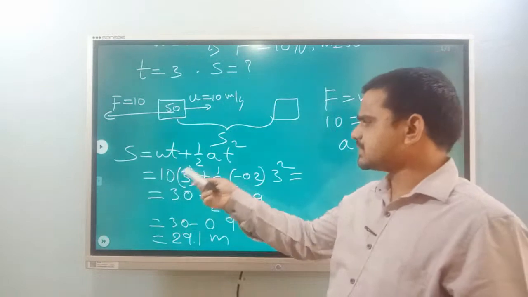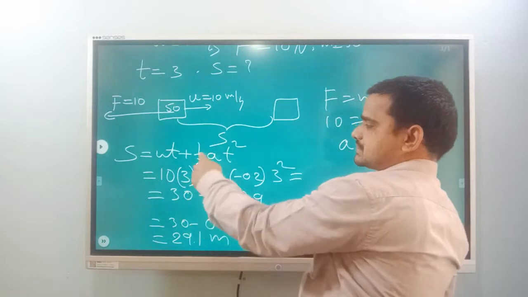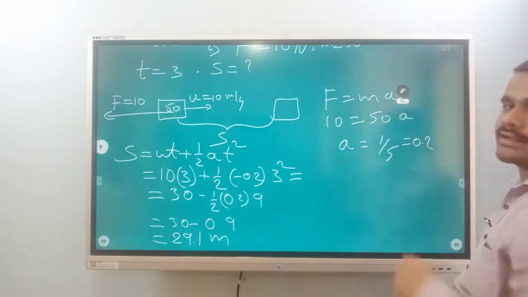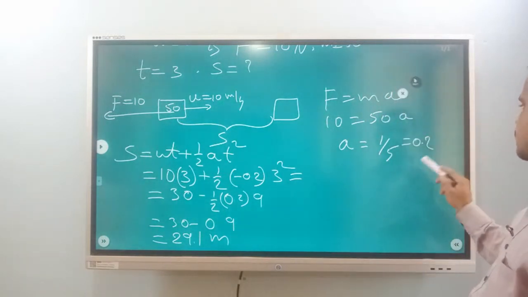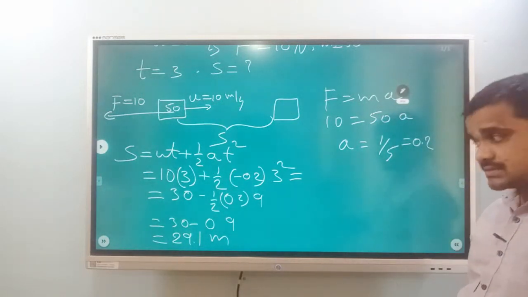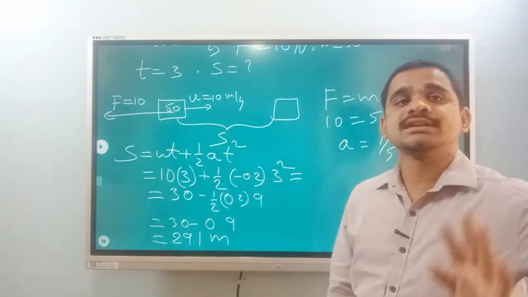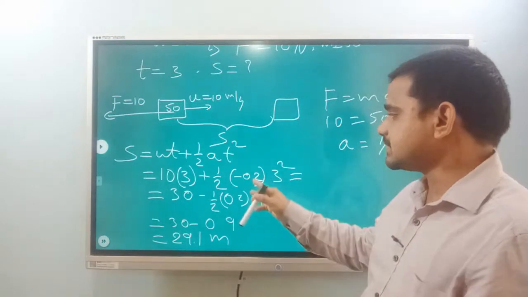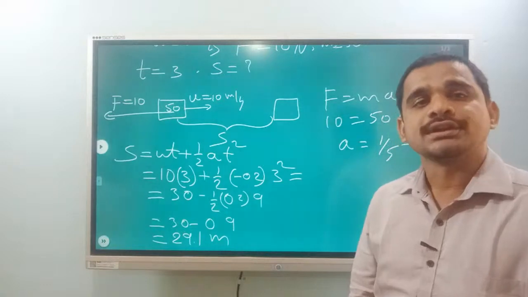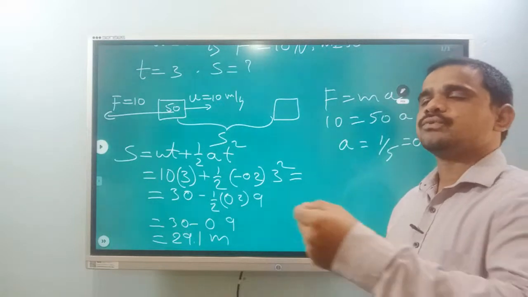Same, S is equal to ut plus half at square. Initial velocity is u, 10. Time is 3 seconds, half of a. What is a? From here I can get F is equal to ma, and a is equal to 0.2. I'm taking this as retarding, because a retarding force means speed is decreasing, and that's why I'm taking it like this. 30 minus 0.9 gives you 29.1 meter.